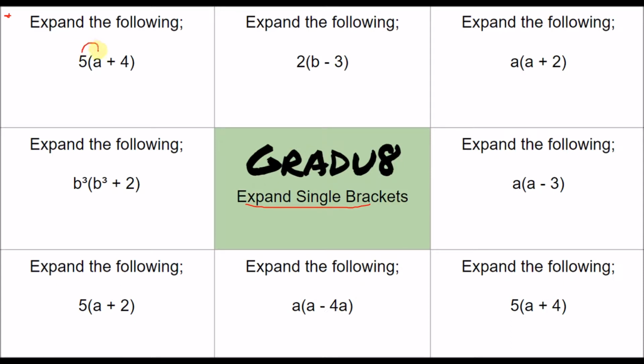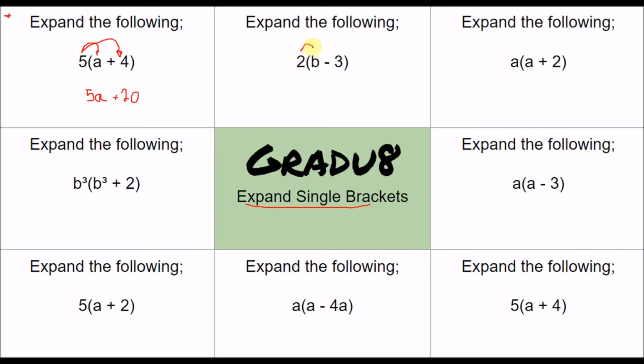So 5 is going to multiply first of all by this a here. Well, 5 times a is simply 5 lots of a. And then 5 is going to multiply by this positive 4 over here, and 5 times positive 4 gives me plus 20. And that's it. So look again, 5 multiplied by a, then I multiplied it by this positive 4, and that's my answer. Sometimes you might have an equals on the end and have to solve it for a, but we're not doing that in this instance, we're just expanding the brackets out.